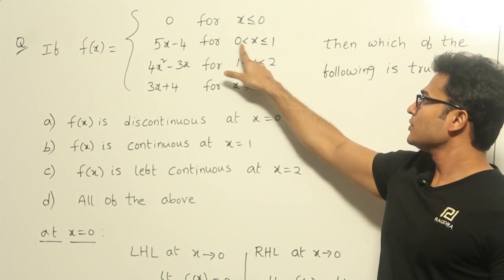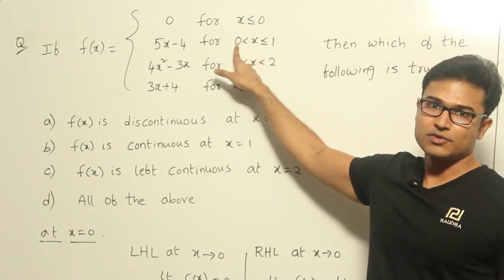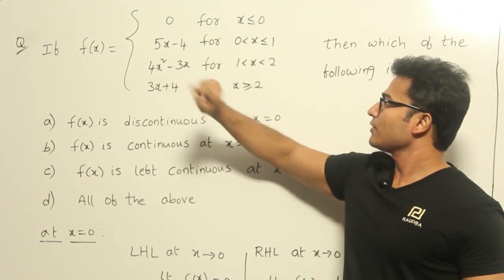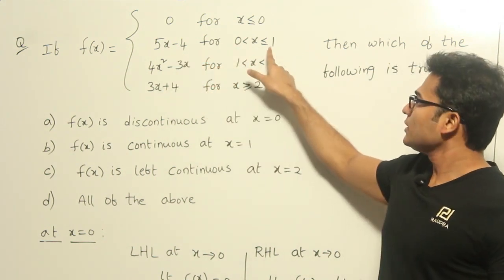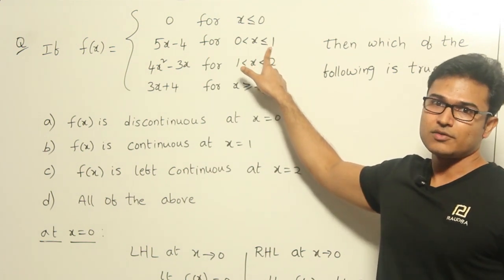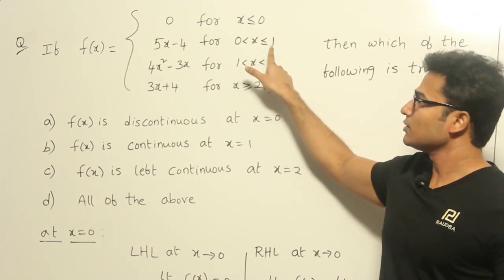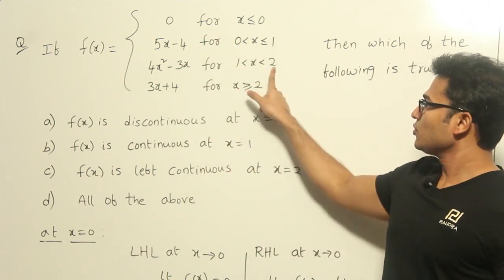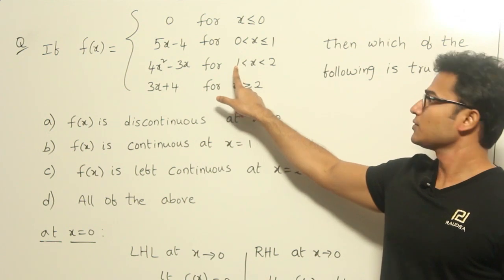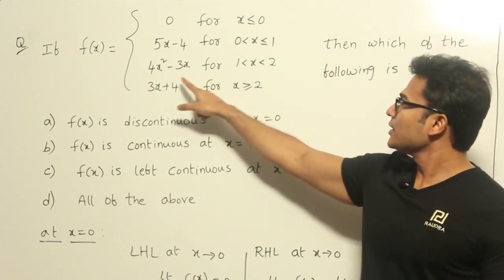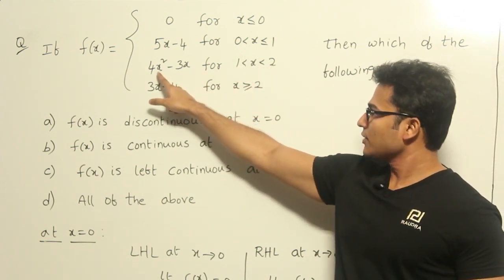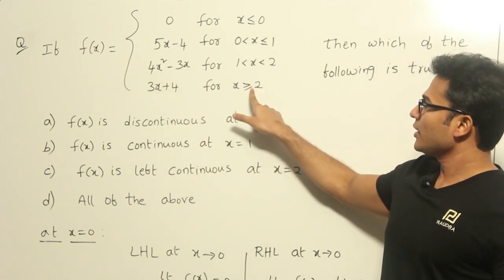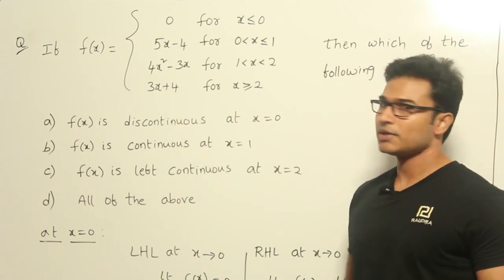Now when it is between 0 and 1, 0 is exclusive, which means you are not going to talk about 0 again here, right? So then the function is going to be 5x minus 4, and till 1, which means 1 is included here only. So whenever you talk about what happens when x equal to 1, it is 5x minus 4. Now after that, from 1 to 2, excluding 1 and excluding 2, for that range the function is 4x square minus 3x, and again after 2 and including 2 the function is 3x plus 4, right?